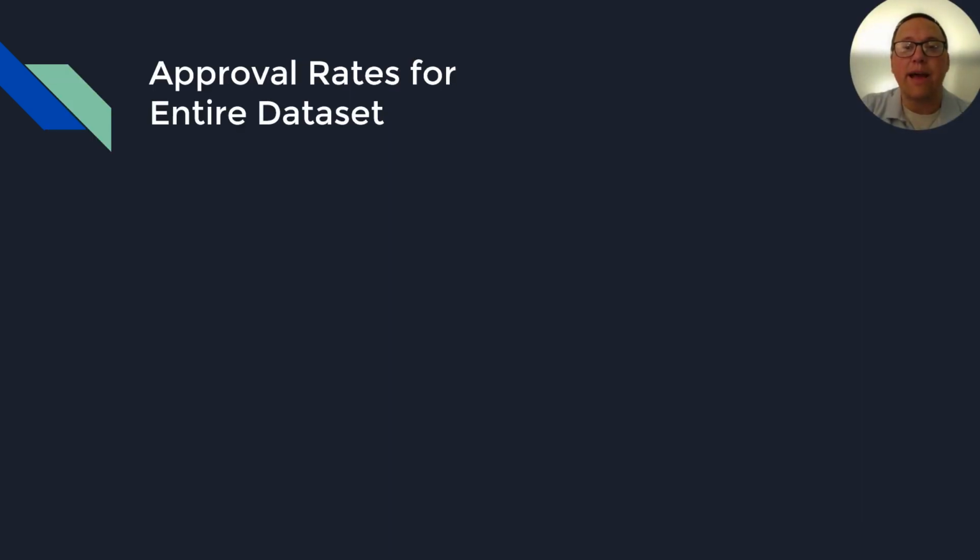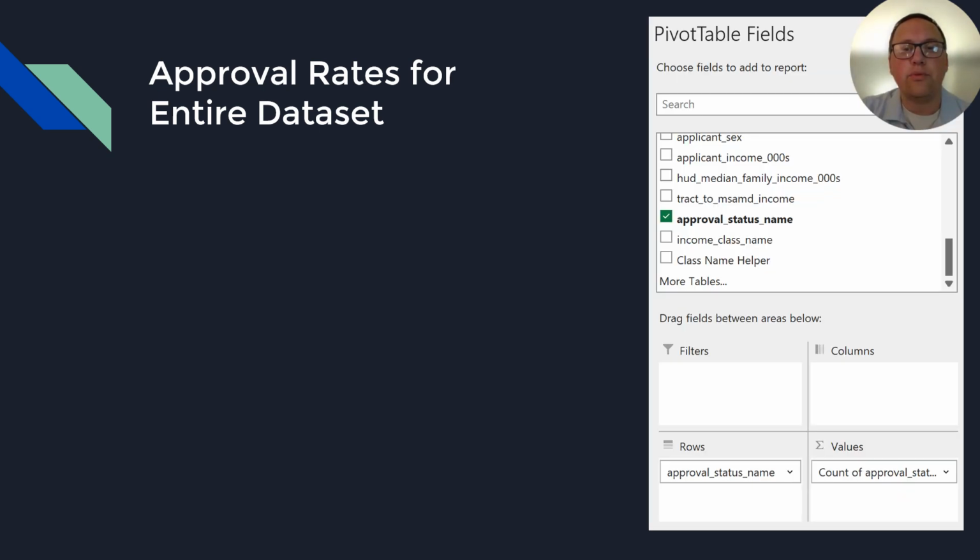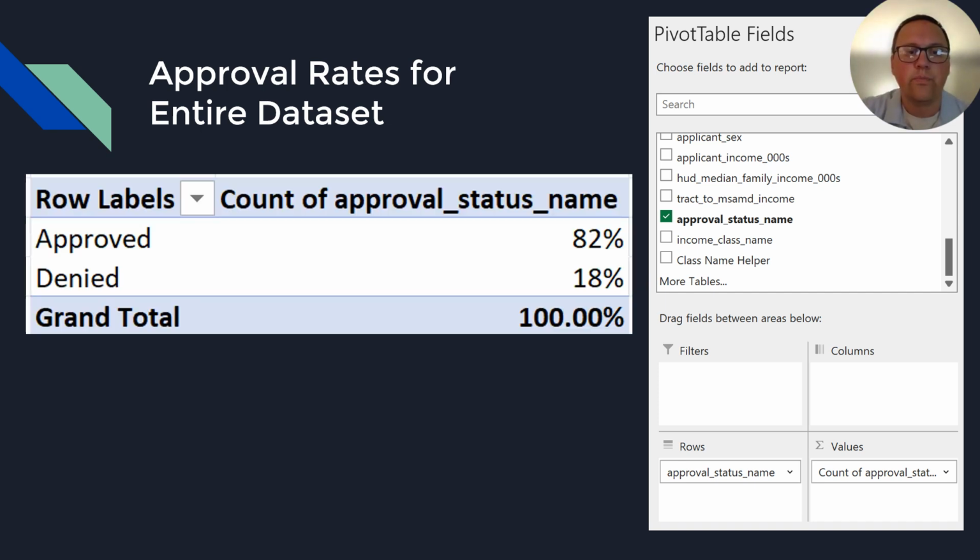Once I had a binary approved or not approved, I did an approval rate pivot table of the entire data set. You can see that I put status name in the rows and approval status in the values, which gave us this table showing that overall, of all of the applicants in this data set, 82% were approved for their home loan, 18% were denied.